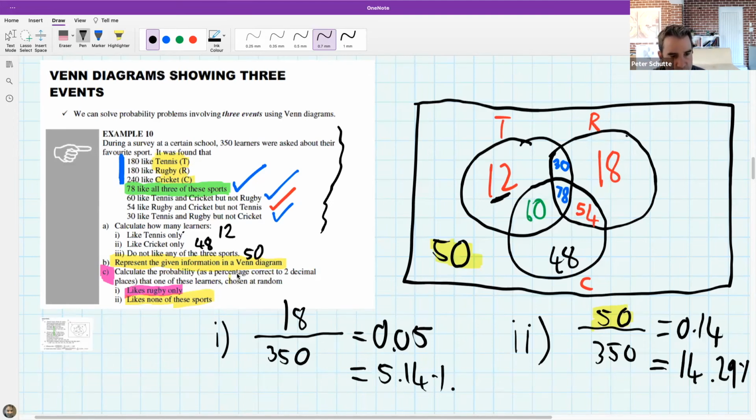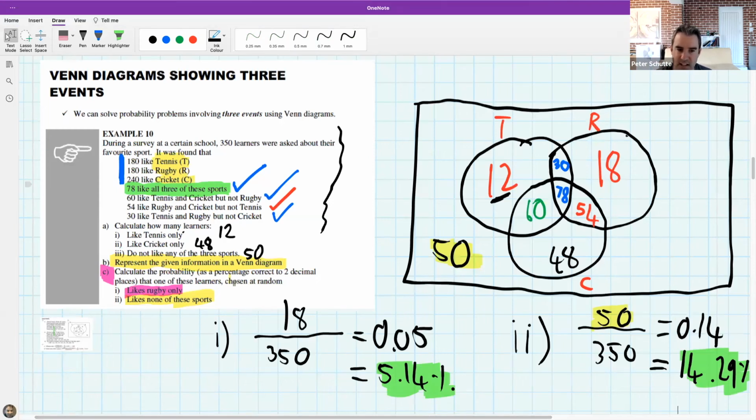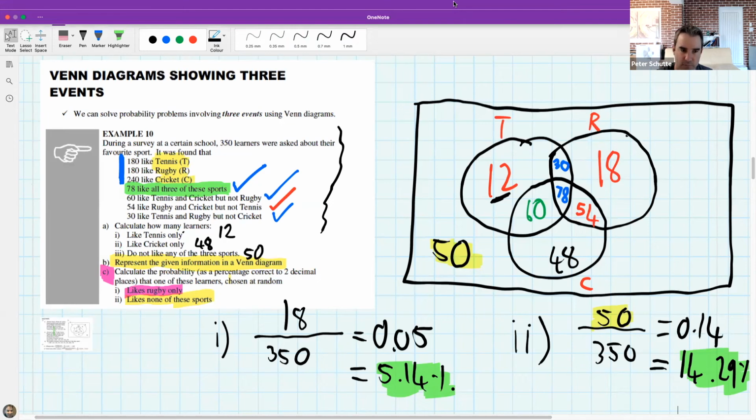Here it said as a percentage, correct to 2 decimal places. If they didn't give any guidance, I could have just left it as 18 out of 350. But because they said as a percentage to 2 decimal places, I actually should have given this one over here. Give me a thumbs up if you understand that. Thumbs down if I've caused you some confusion. So the question specifically said percentage to 2 decimal places. In general, if they don't describe it, then you can just choose the easiest one. Decimals are easier for comparison, though.